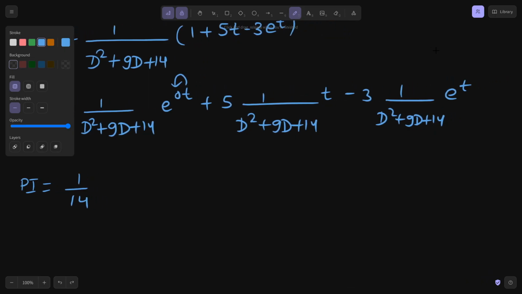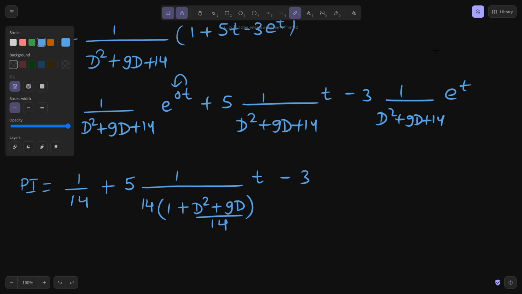And in the second part, this is some power of t here, so we'll have to solve it a bit carefully. What we'll do, you will take the lowest power common. So if I take 14 common, I will get 1 in place of 14, and D square plus 9D by 14 as the second. This will operate on t, minus 3.